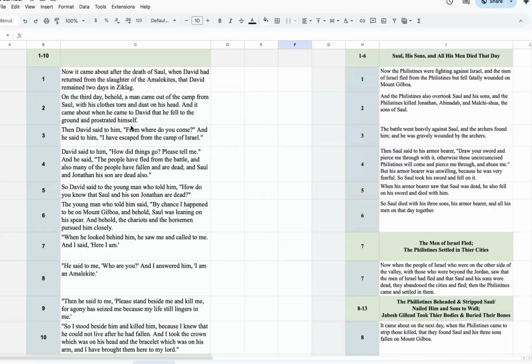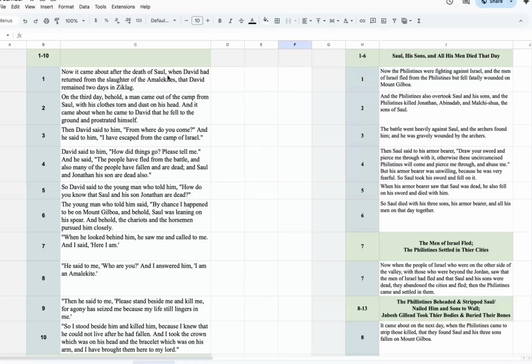After the battle, I don't know if they gave us a time frame. After the death of Saul. Yeah, so we have, "Now it came about after the death of Saul."